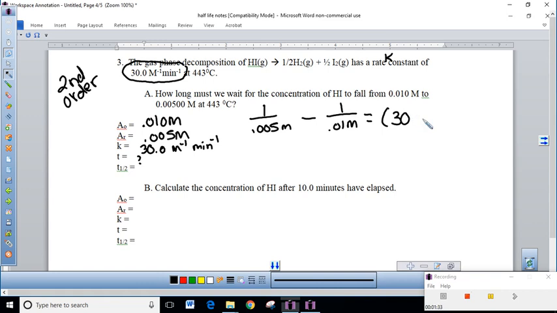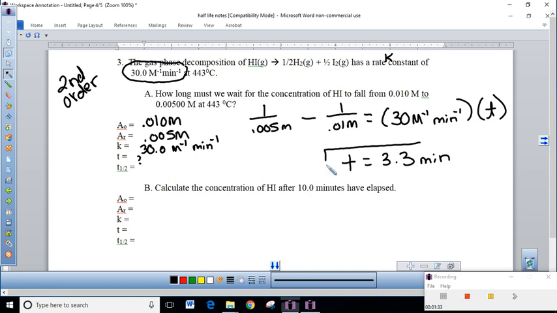And it is 30 molarity to the negative 1, minutes to the negative 1. And our X is here, our time. So we're going to do the math here and then divide both sides by 30. You should get a time of 3.3. Let's figure out what the units. You see your units on your K. These molarities are going to cancel out, and it's going to leave you with minutes. And I guess this would be, I see 3 sig digs, 2 sig digs, so we'll go with 2 sig digs again.